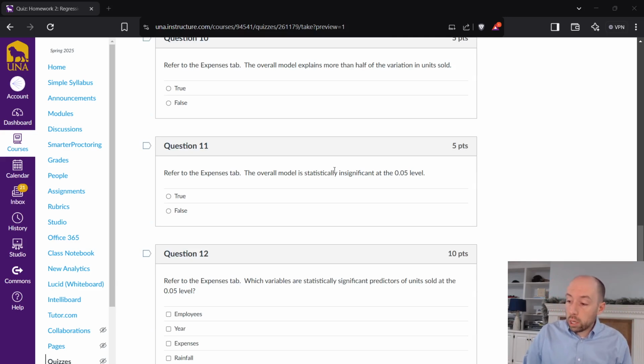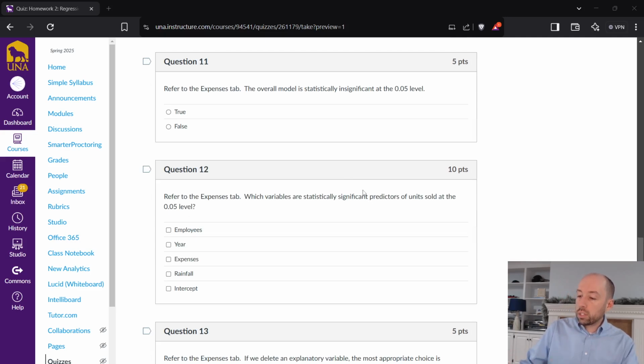Then the overall model is statistically insignificant at the 0.05 level. Well, the test for whether the overall model is significant is the F statistic. So look for a p-value corresponding to the F statistic for significance of the overall model. Refer to the expenses tab.